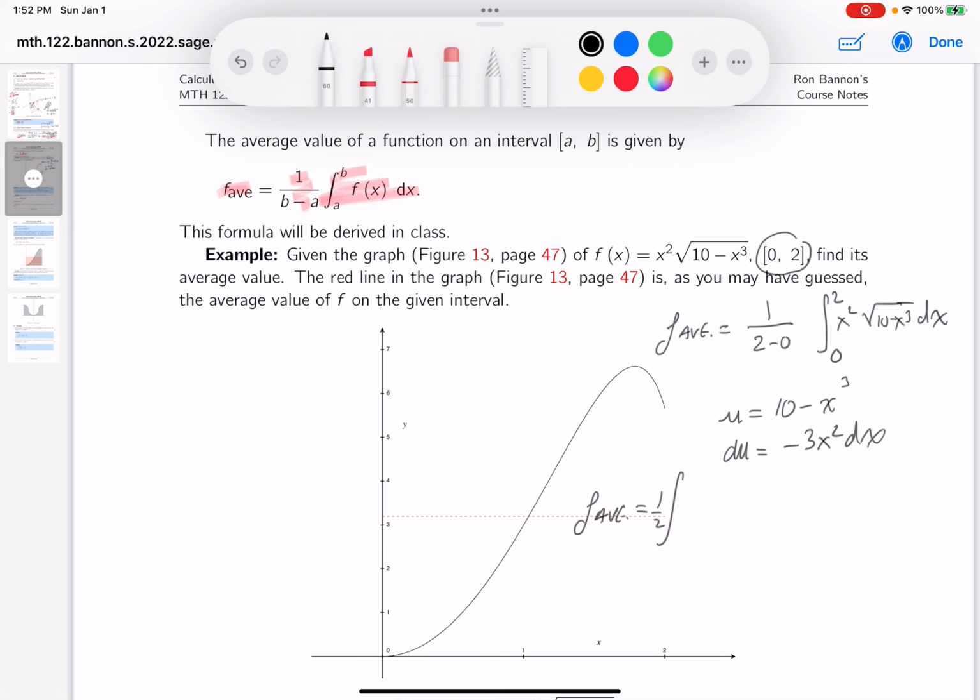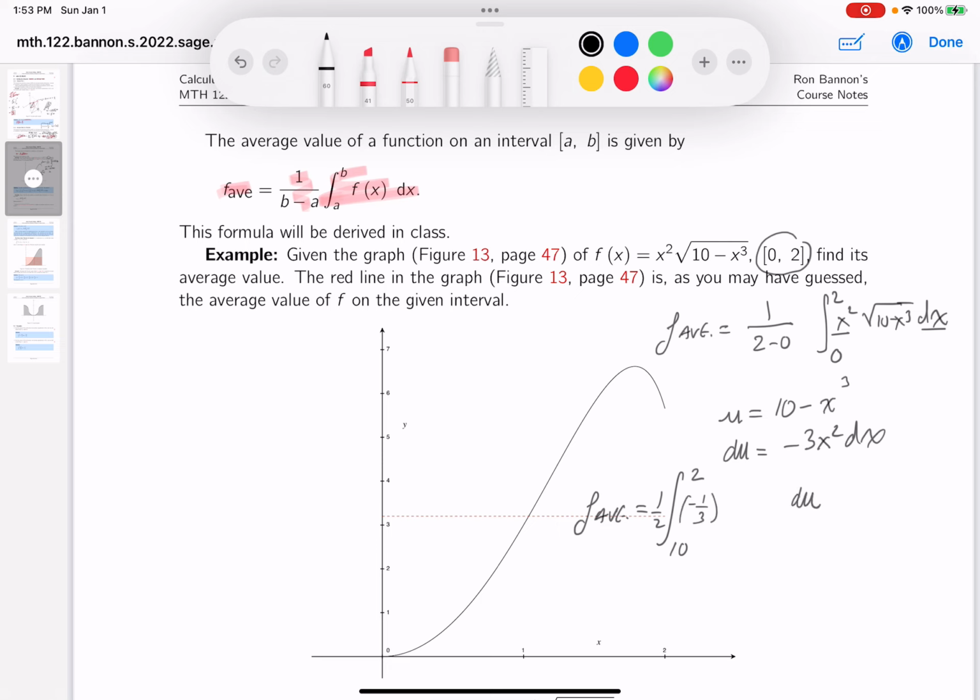So F average, AVG. Well, let's write this down. 1/2. Let's see, I'm going to go to the land of u's now. So what do you get? Well, if x is 0, the u would be 10. And if x is 2, you would get 10 minus 8, which is 2. All right, well, what do you get now? Well, I'm seeing the x squared dx, and that's equal to minus 1/3 of a du. Let me write that down. Minus 1/3 of a du. We'll clean that up later.